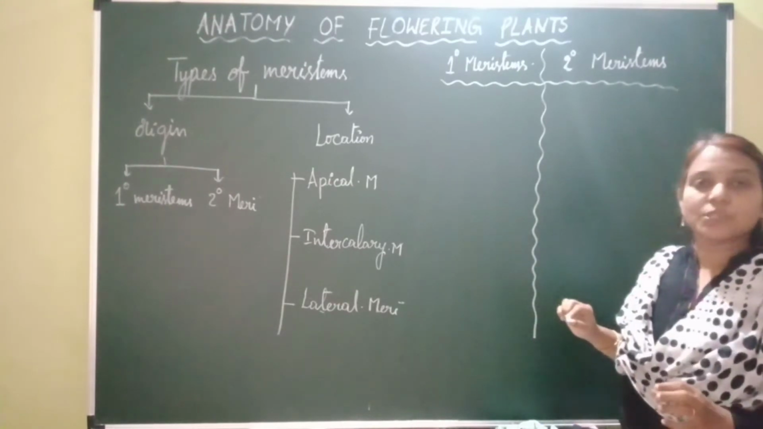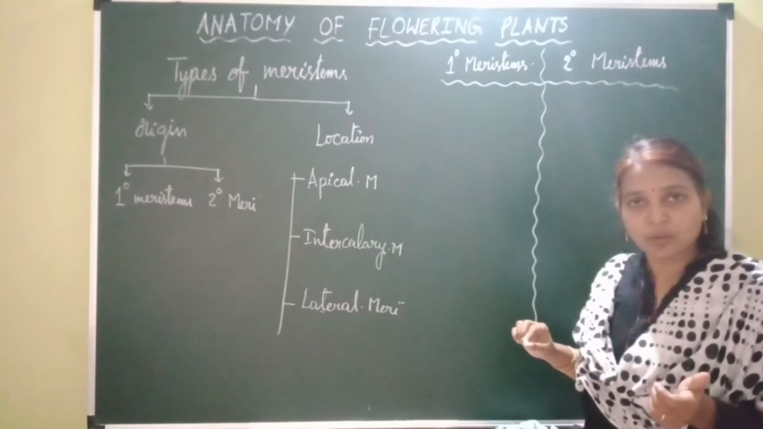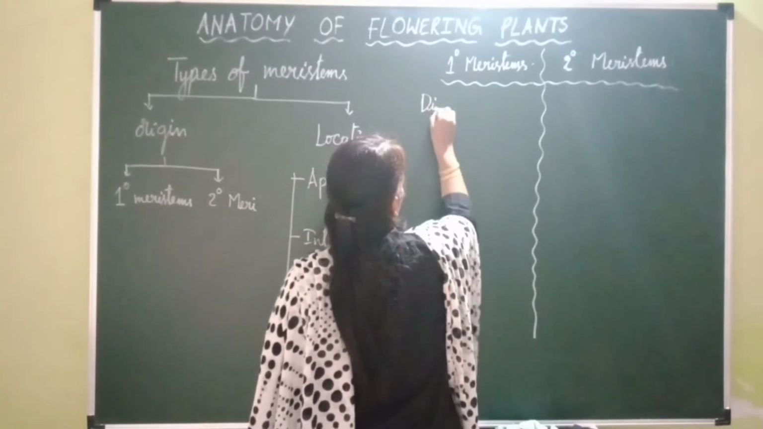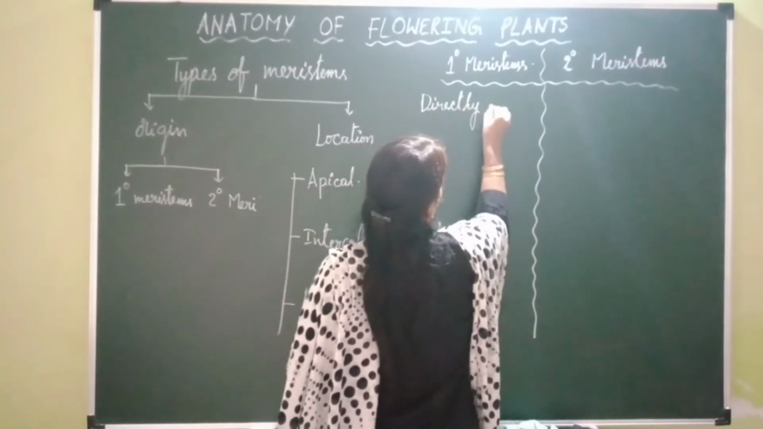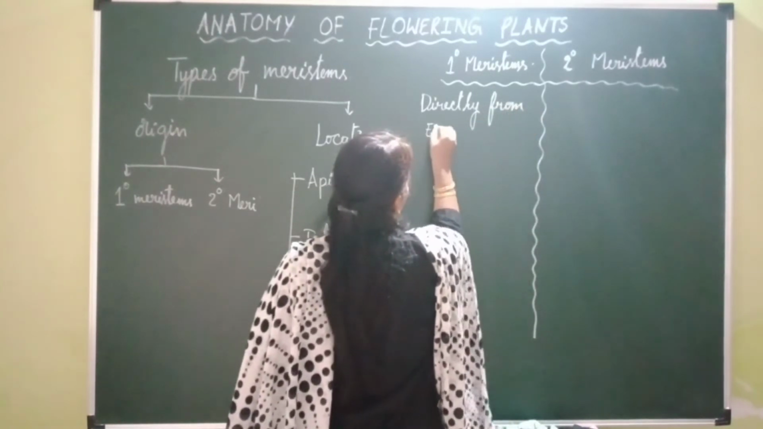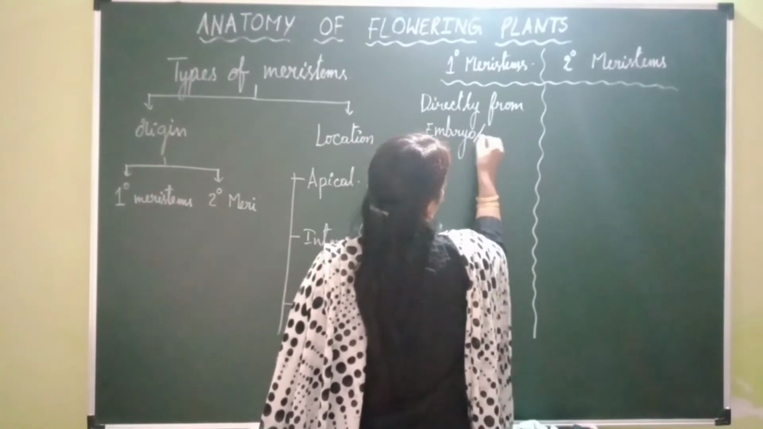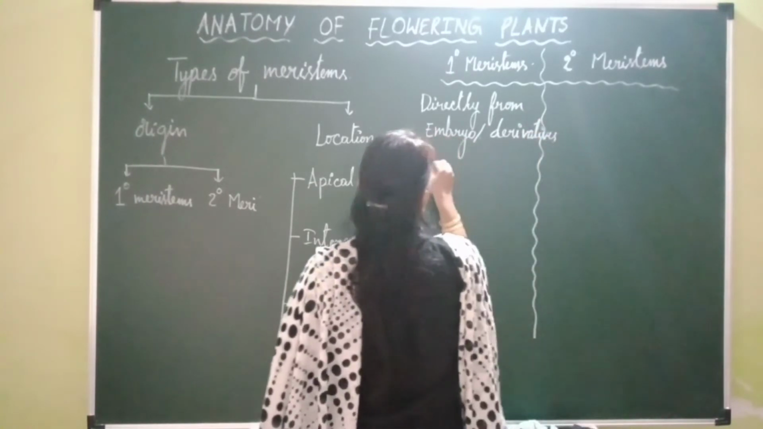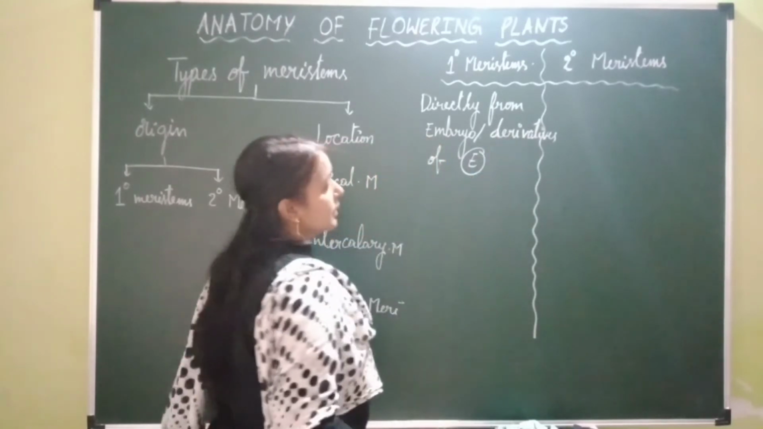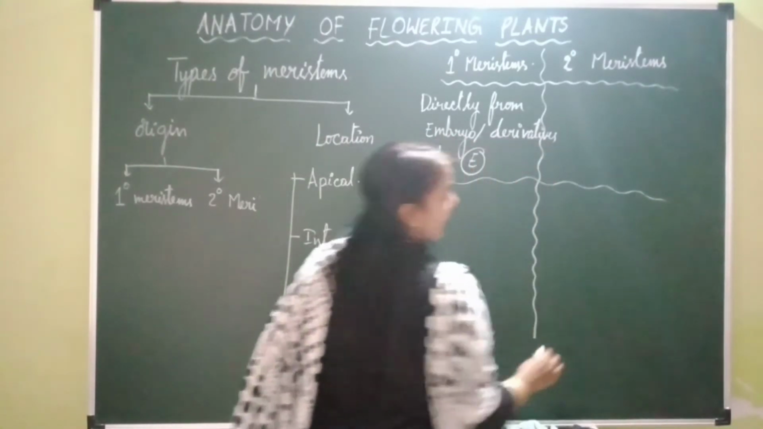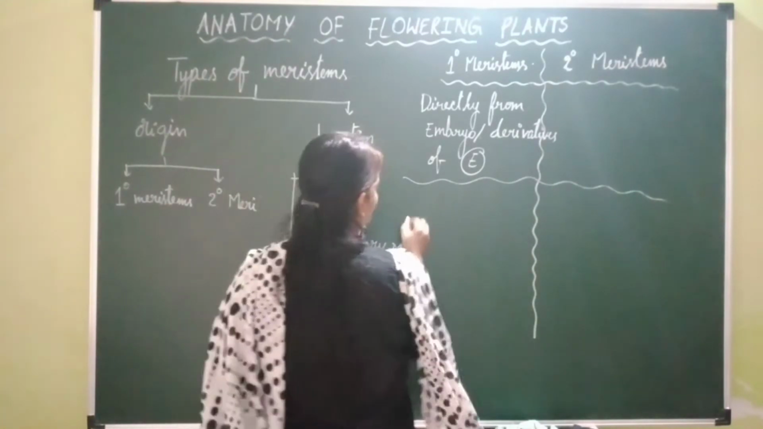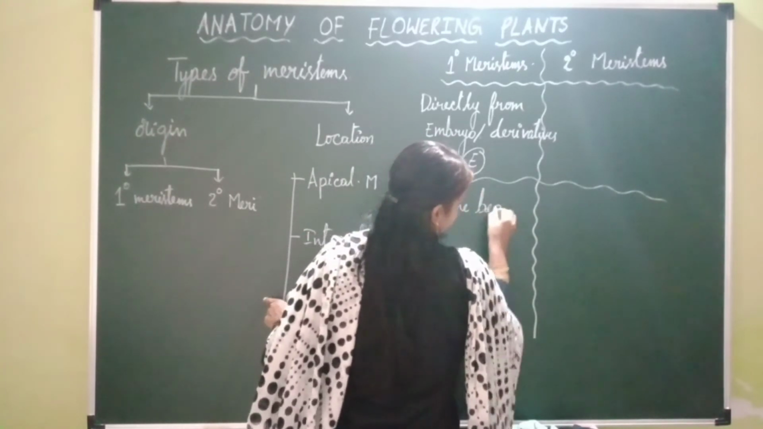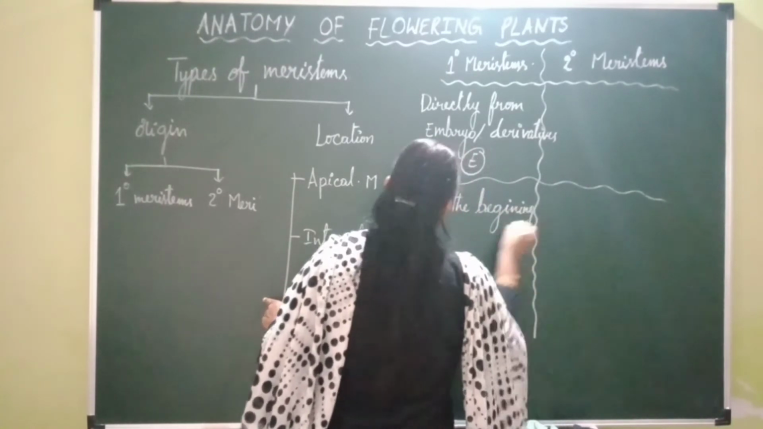Primary meristematic tissues are the tissues which are derived directly from the embryo or from the derivatives of embryo. These are called primary meristems. These primary meristems are present in the plant body from the beginning of plant life.